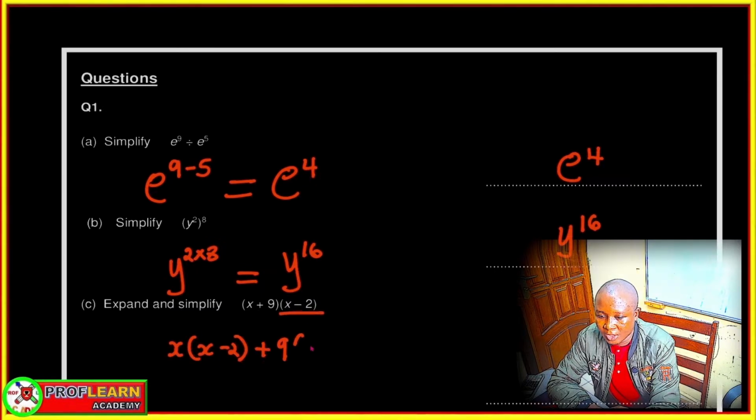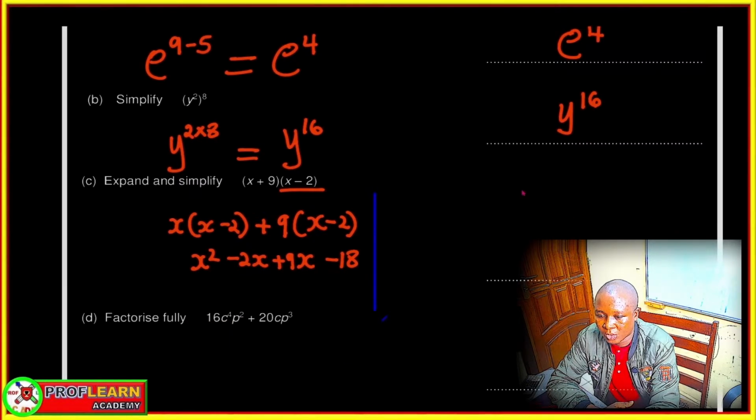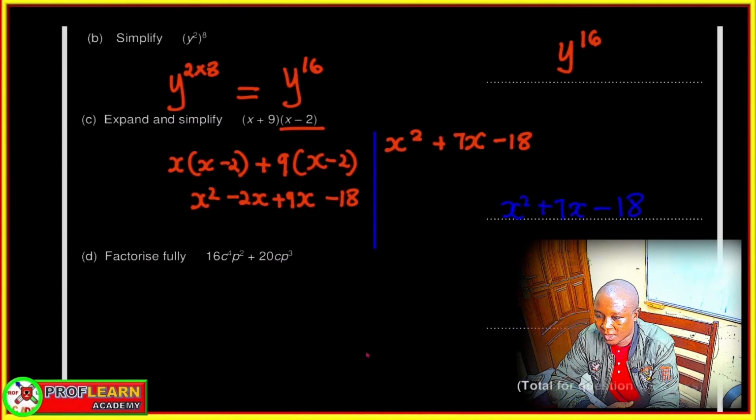And you may be asked a question to do with expansion. For you to expand this, you have the two terms in the first bracket. You multiply each of them into the second bracket, and then you put the like terms together. And if you work it out, you are going to get x squared plus 7x minus 18 as our final answer in that particular case.